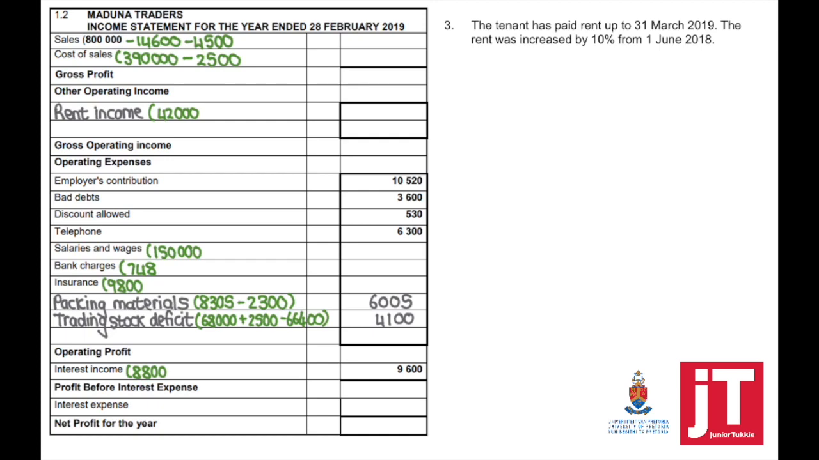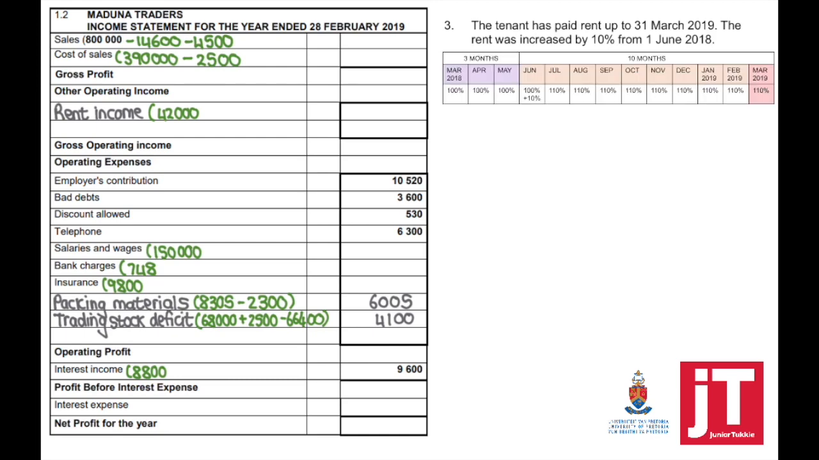The rent was increased by 10% from the 1st of June 2019. The easy part here is understanding that an income was received in advance, and anything that we've received in advance, it falls outside of my accounting period, must be taken out. So to find out the rent, 1 month was received in advance.